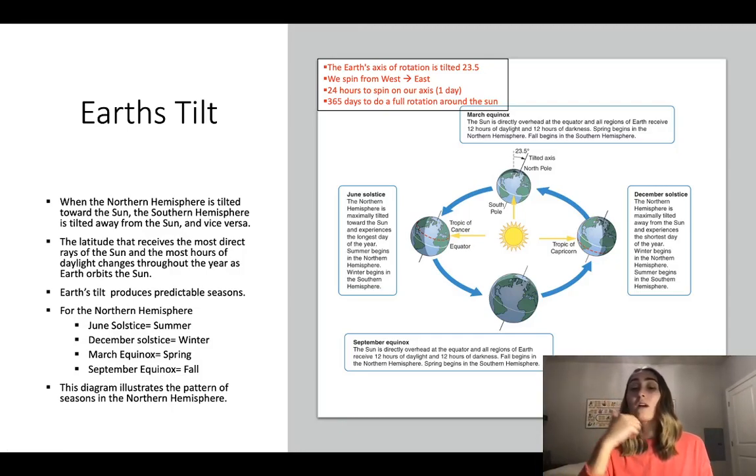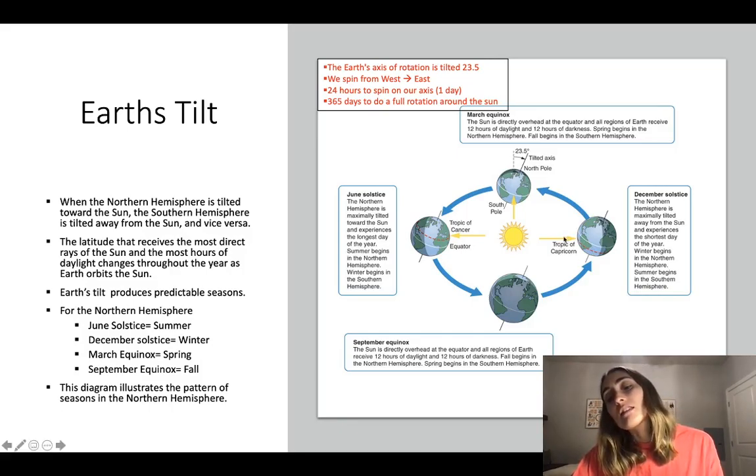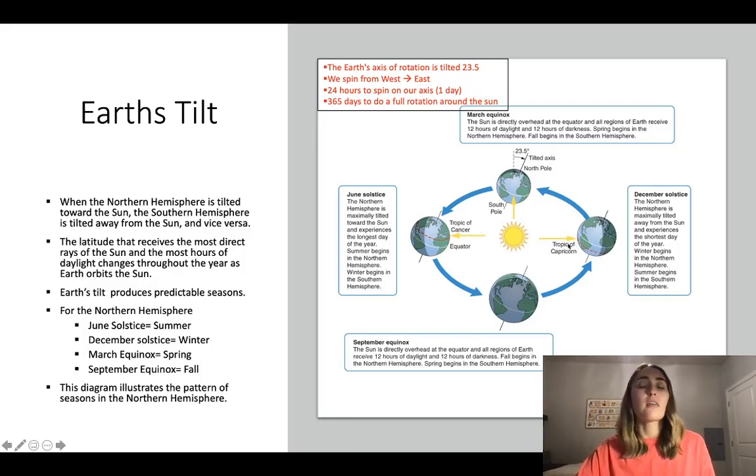So this is when we're actually going to have the shortest amount of daylight. We'll have more dark hours than we will have light hours. And it also means that the southern hemisphere is going to be in their summer months. And the Tropic of Capricorn, which is the line just below the equator in the southern hemisphere, is going to be the point that is receiving the most direct amount of solar insolation.